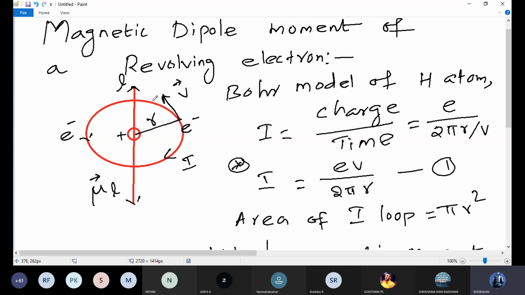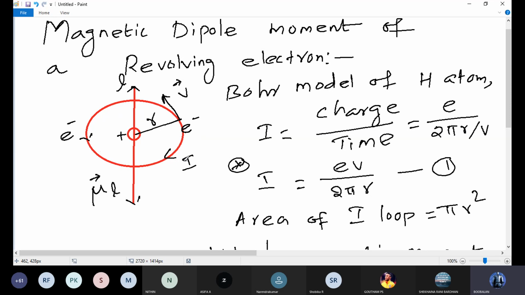Now, from the center to the revolving electron, the distance is the radius, small r. The current flow direction is opposite to the electron's direction. The electron is moving anti-clockwise, and the current direction is clockwise.